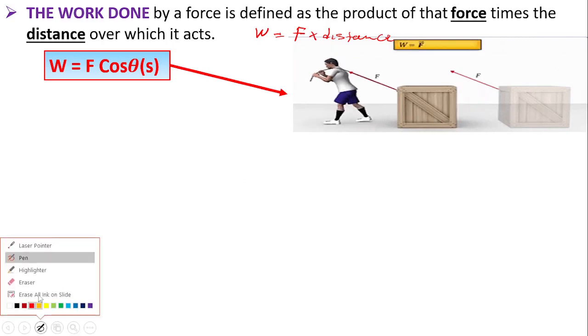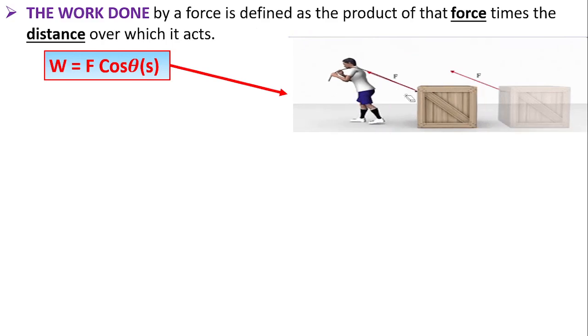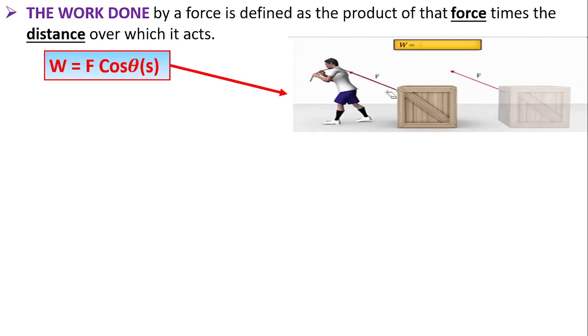If you look at that animation, one thing you can understand is that this individual has moved the box a certain distance, and this person has applied the force. So the formula of work done is the product of this force times cos theta, where theta is the angle at which this force is acting, multiplied by the displacement or the distance which has been covered.